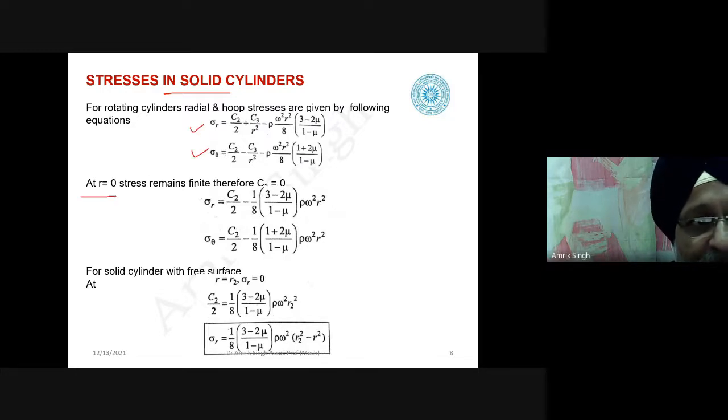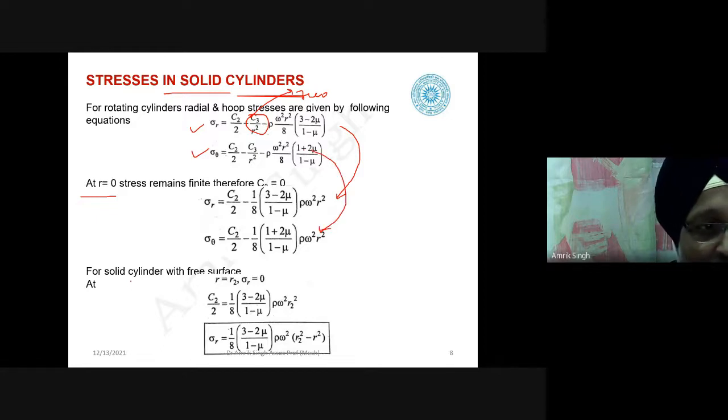At center, that is r is equal to 0, stress remains finite. Therefore, this C2 will be equal to 0. Otherwise, this will be infinity, because if you put R equal to 0 here, this will be infinity. So C3 is 0. So this term we will take as 0, and you will be getting this equation reduced to this, and this equation reduced to this.